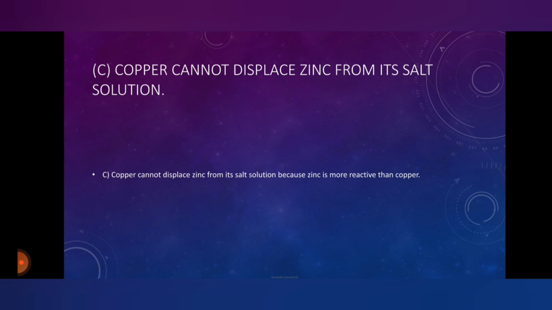Next is C. Copper cannot displace zinc from its salt solution. Answer is copper cannot displace zinc from its salt solution because zinc is more reactive than copper.